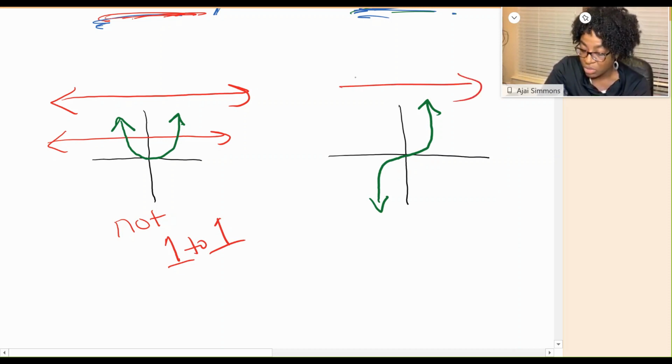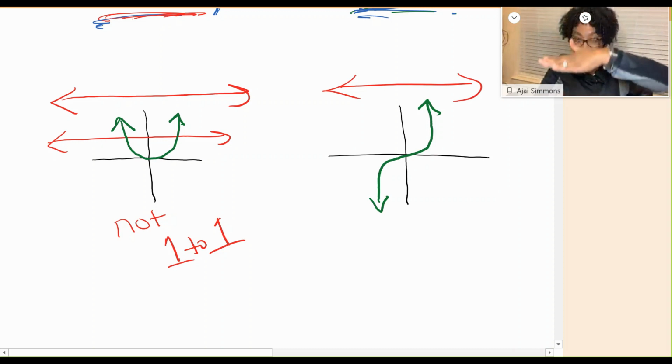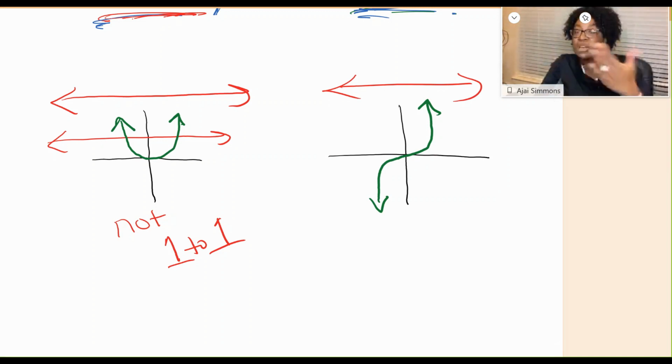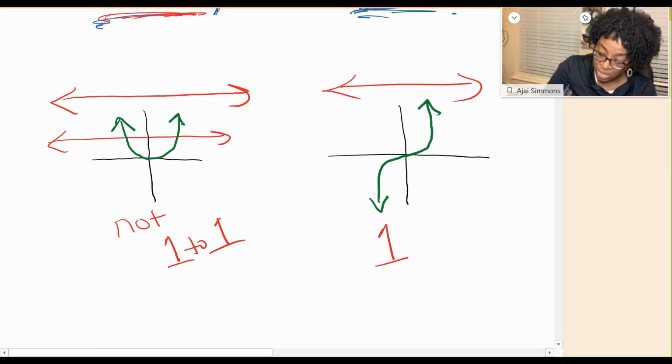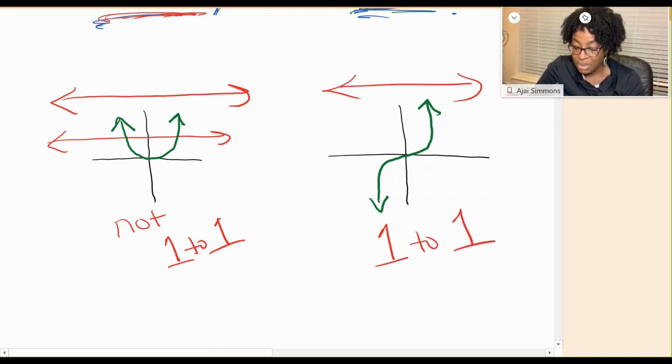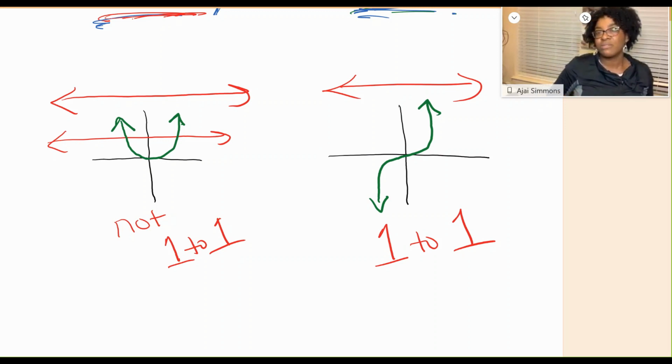But if I did a horizontal line test with this graph, if I go up and down on this graph, it's only going to touch in one place everywhere. So this one is considered to be 1-to-1. 1-to-1 means that you can actually find an inverse of that one. If it's not 1-to-1, that means you have to restrict it in some kind of way in order to find the inverse. And that's the only way that you can do that.